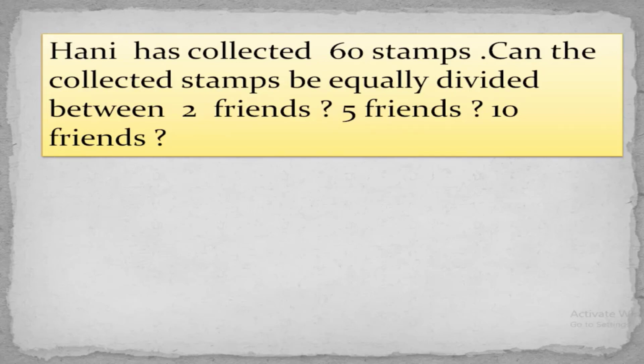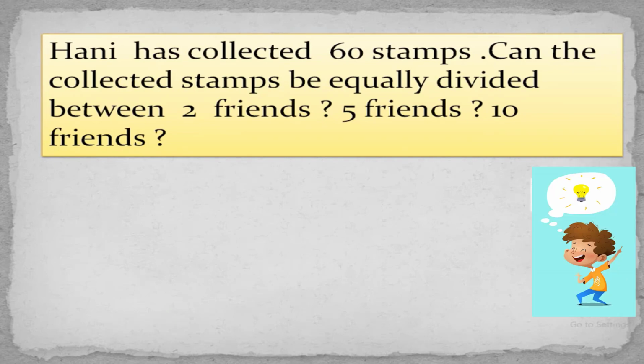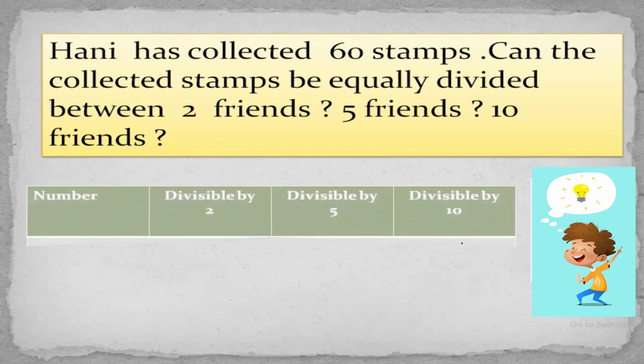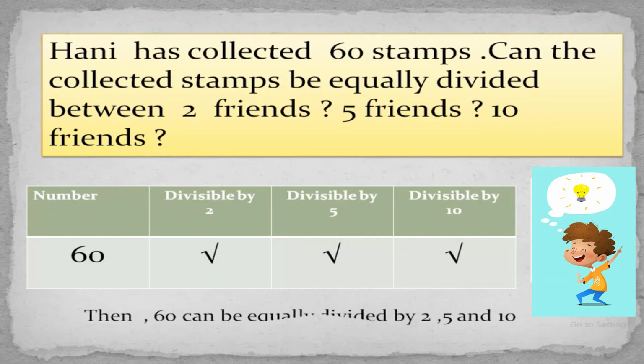The question is: is 60 divisible by 2? Is 60 divisible by 5? Is 60 divisible by 10? If we look at its ones digit, it is even, so it will be divisible by 2. And it ends with 0, so it's divisible by 5, and it ends with 0, so it is divisible by 10. So 60 will be divisible by 2, 5, and 10 at the same time. The number 60 is divisible by 2, 5, and 10, so we can equally divide 60 by 2, 5, and 10.